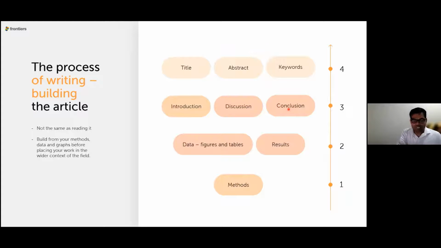If you follow this process of building the article, I think it will be easier, more logical, more effective, and you will not waste much time, and you will also understand each and every step. I hope this is all clear.